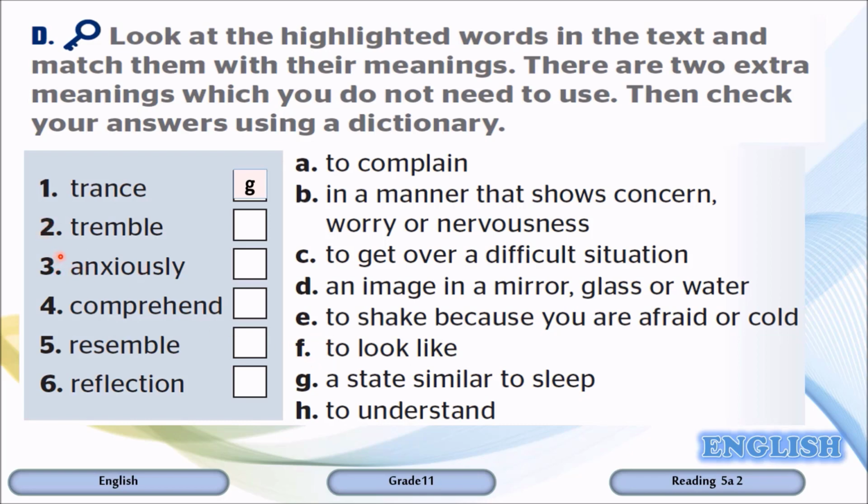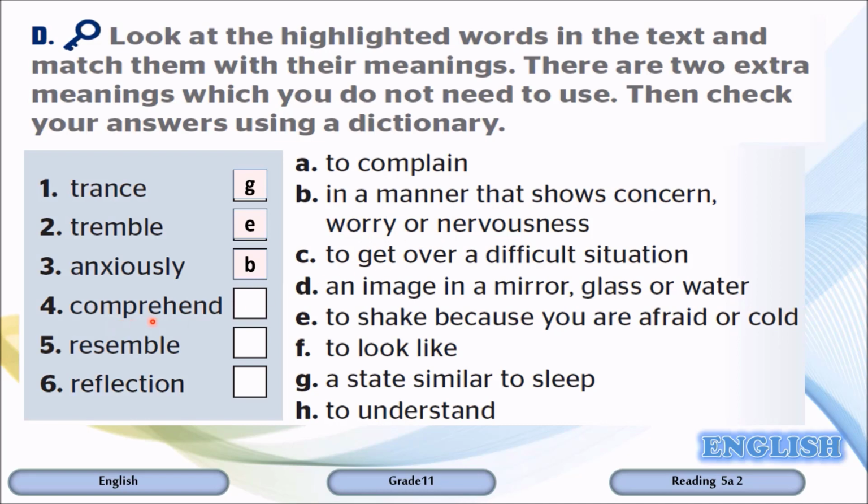Number 2, tremble. You remember the picture? What do you mean by tremble? It goes with E. Thank you very much. Let's read E. To shake because you are afraid or cold. Word number 3, anxiously. It goes with B. Amazingly done. Let's read B. In a manner that shows concern, worry, or nervousness.